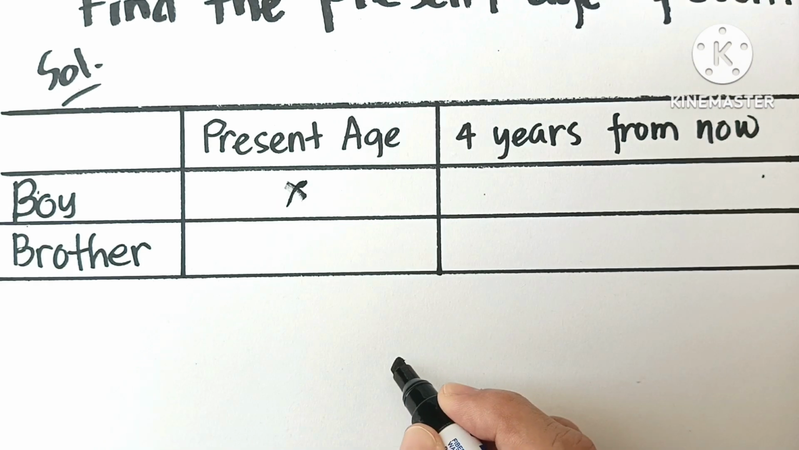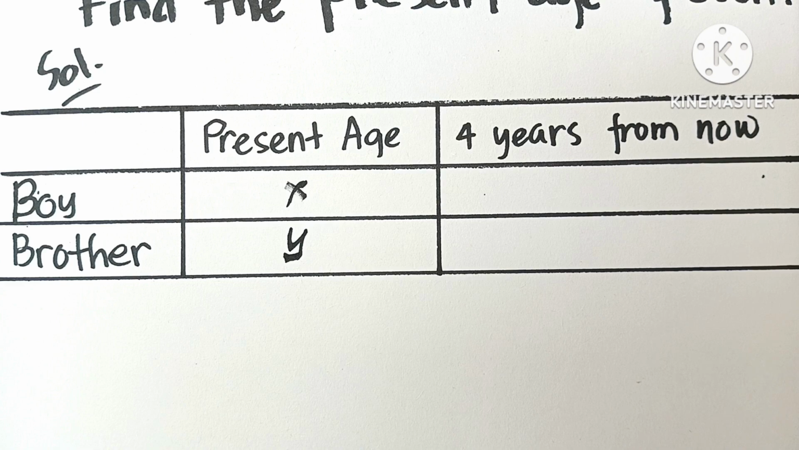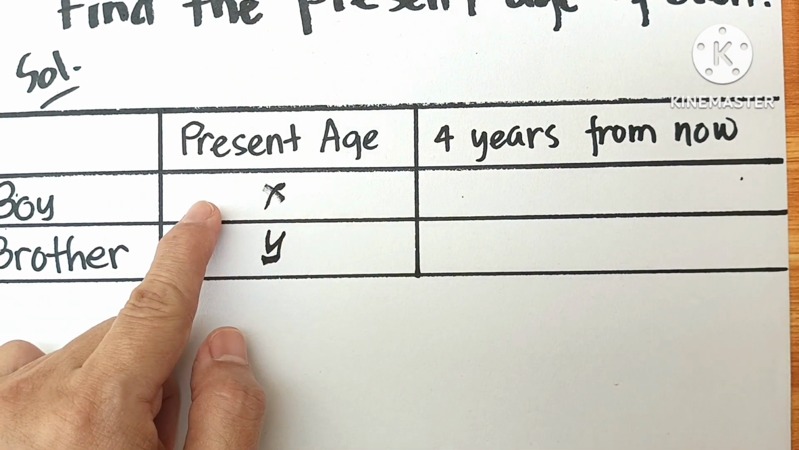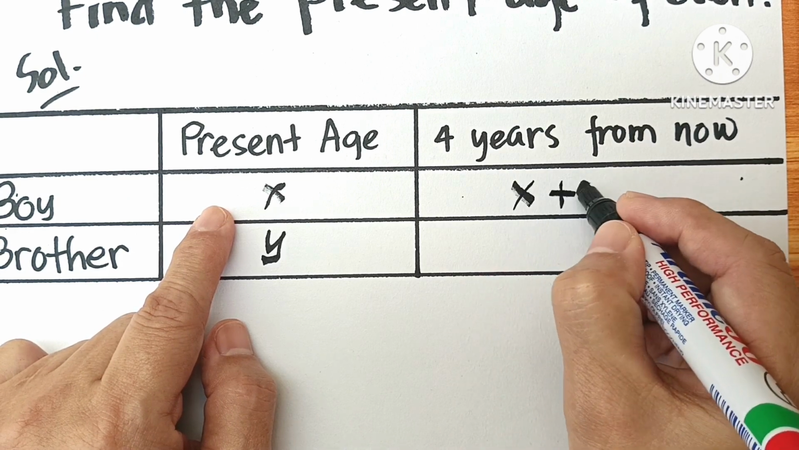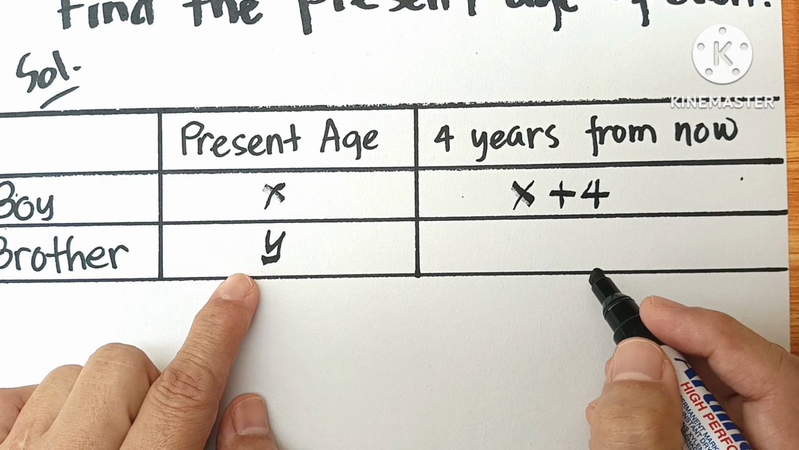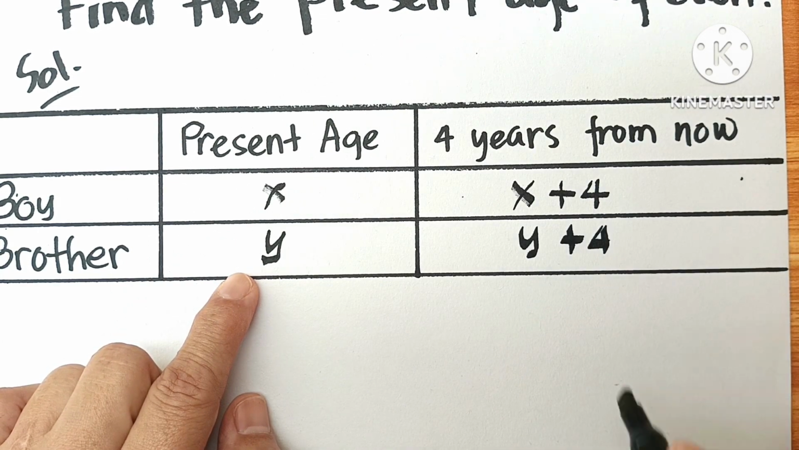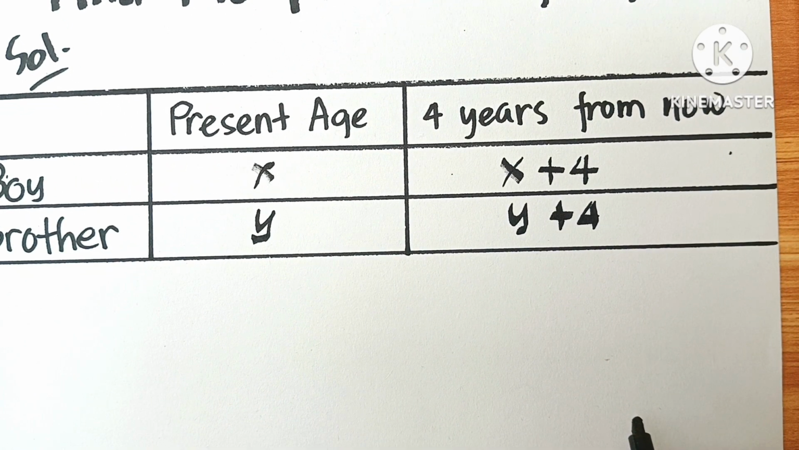So, let us represent the age of the boy by X and the brother by Y. Since we are using a system of equations here, we need two variables. Now, if the age of the boy is X, then his age 4 years from now would be X plus 4. And the age of the brother would be Y plus 4, because that is 4 years from now.